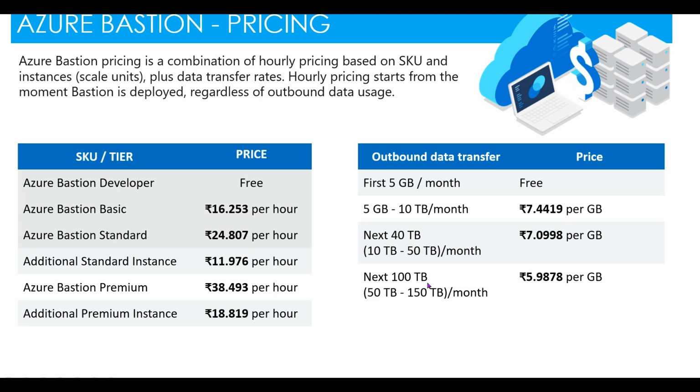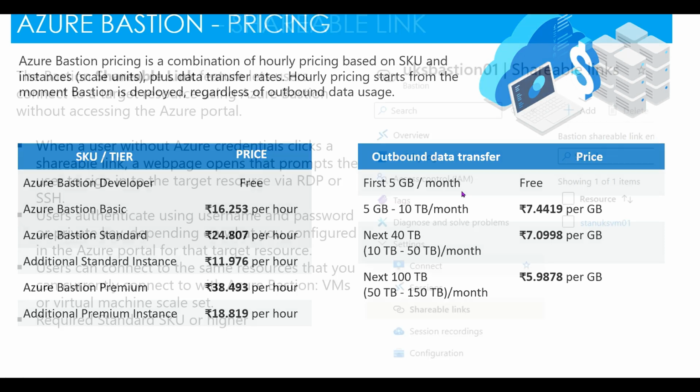Similarly, there are data charges if you're using Azure Bastion, and if you're sending some data outside of a region, then based on the capacity, there is a price per GB. So for example, 100 GB of data is like 5 Indian rupees, or roughly 6 Indian rupees. And the first 5 GB is free of cost when it comes to pricing.